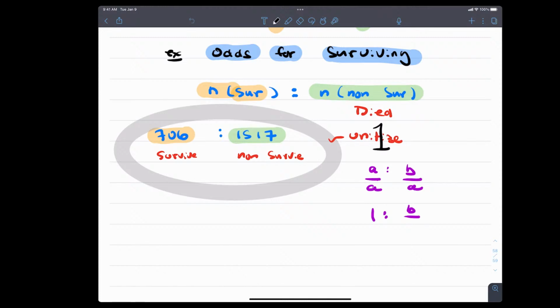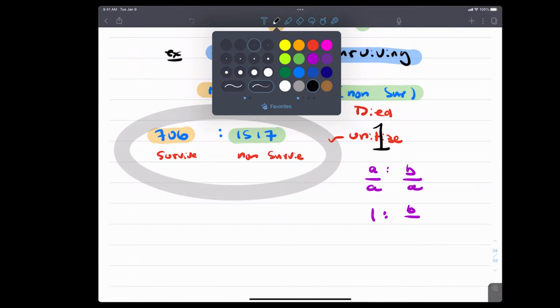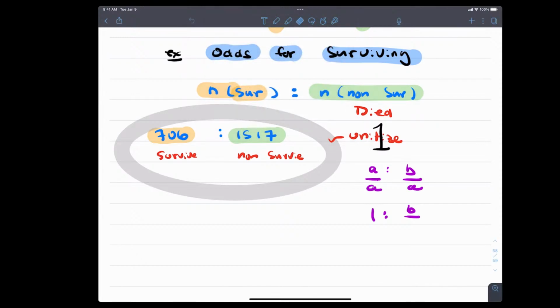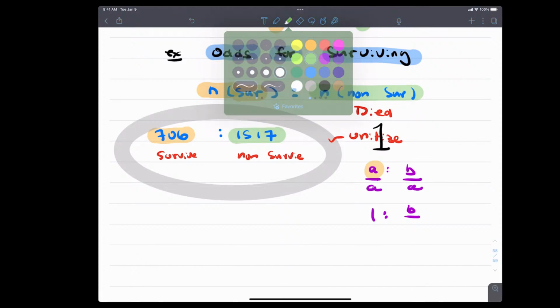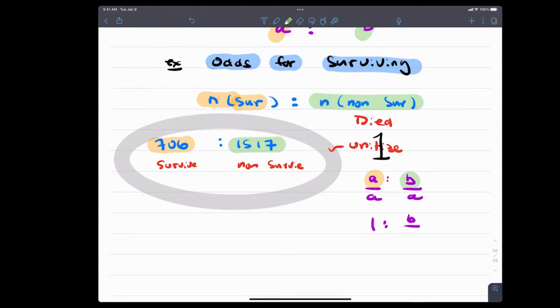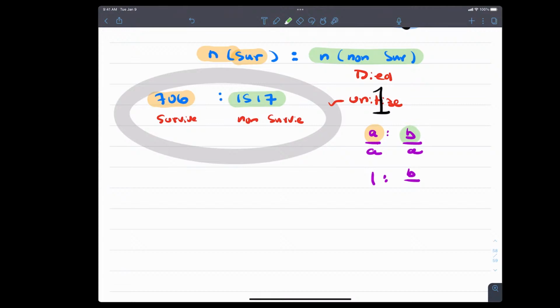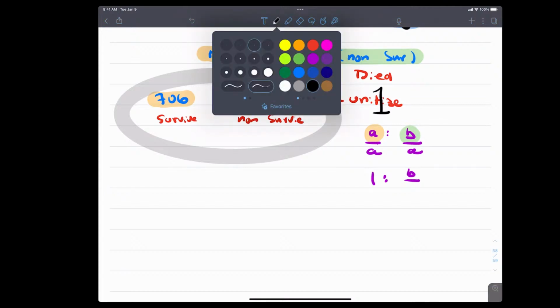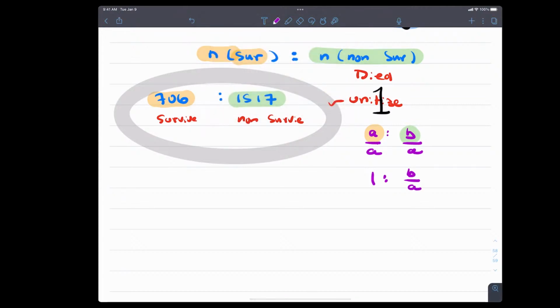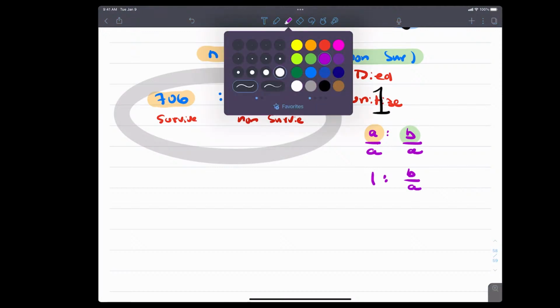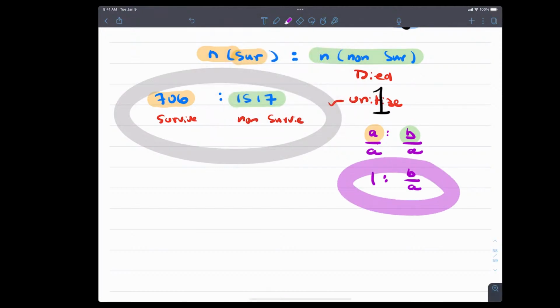Now, I want to talk about odds for surviving. We can unitize it, and I was in the process of showing you guys how to unitize. For example, we can take any ratio, A to B, and I'm dividing both of these by A, so I end up getting 1 over B over A. So I'm going to give you kind of a formula here for unitizing. Okay? So just kind of go where we left off.